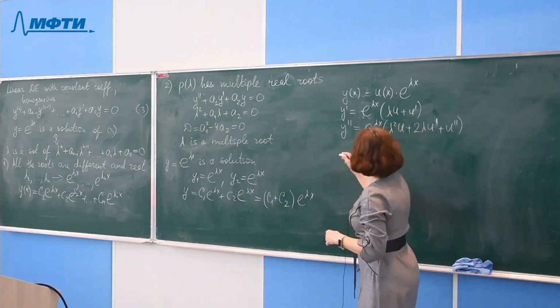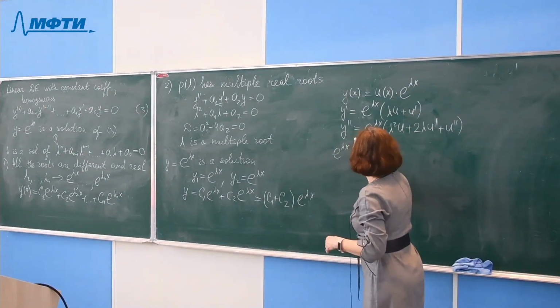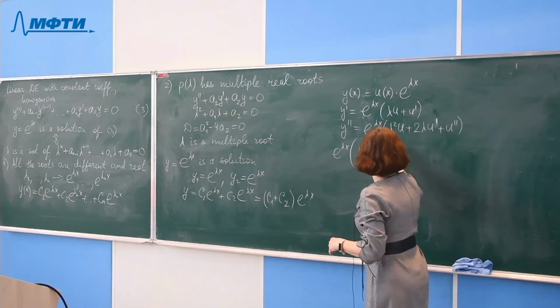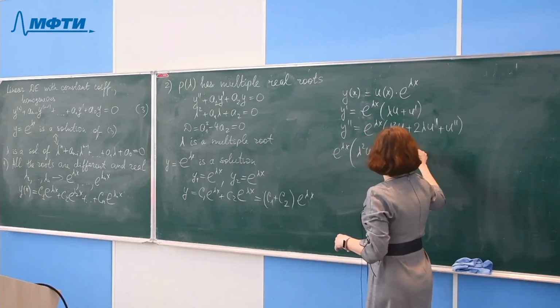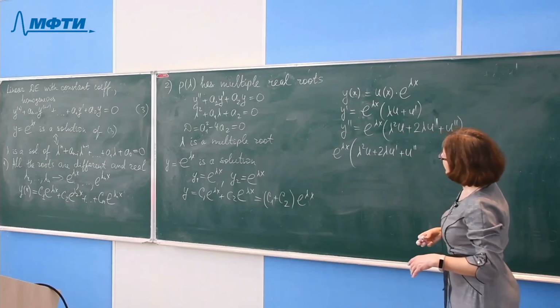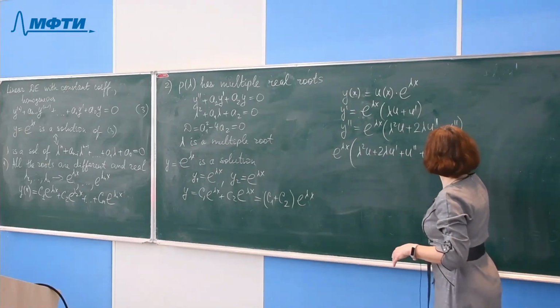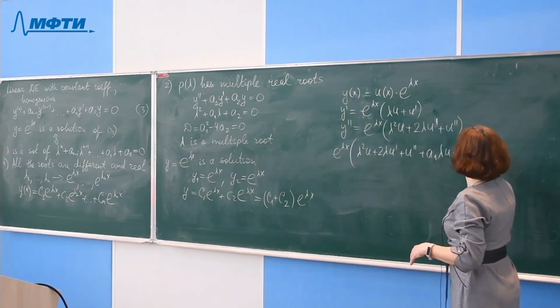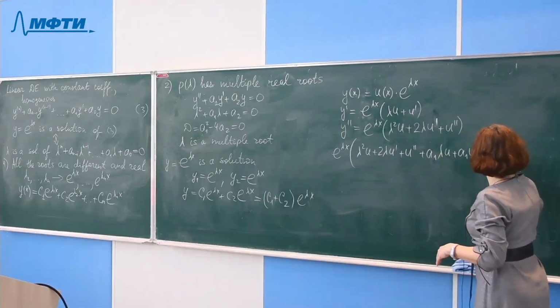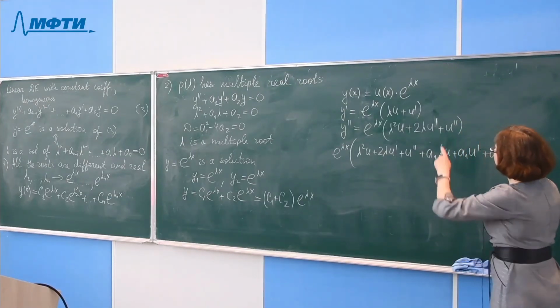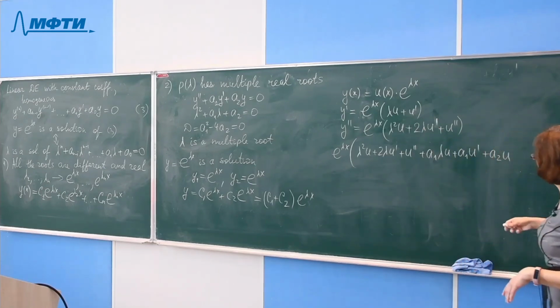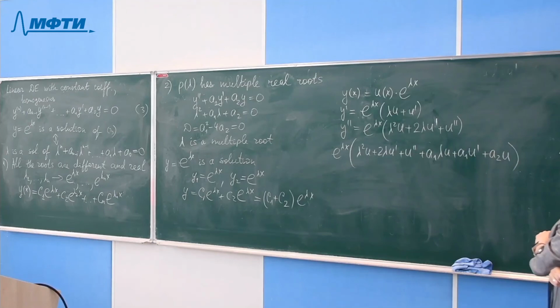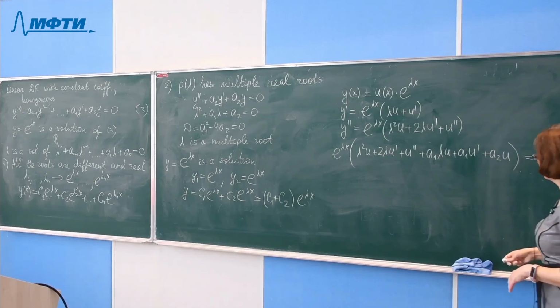Well, let's substitute into the original equation. We will get lambda squared u plus 2 lambda u prime plus u double prime. It is y double prime, so plus a1 multiplied by y prime, and plus a2 multiplied by the original function, so it will be u. It must be equal to 0.